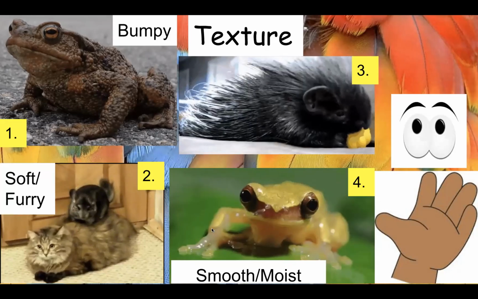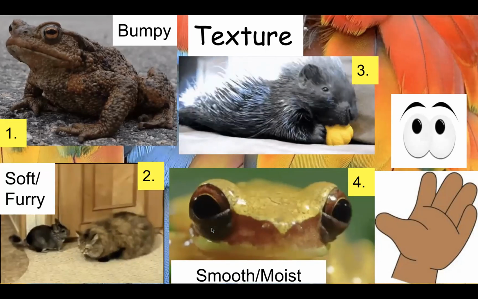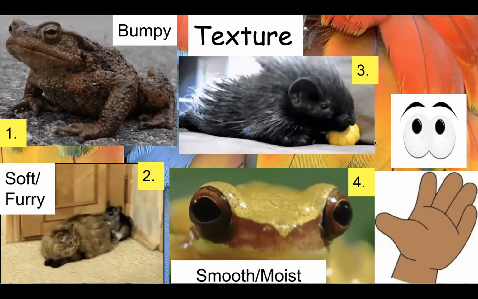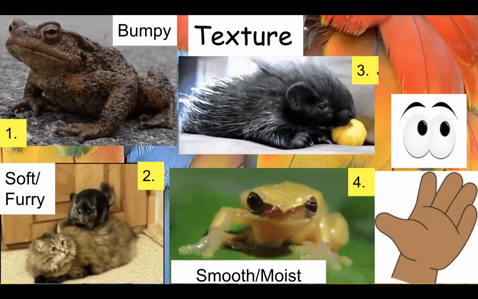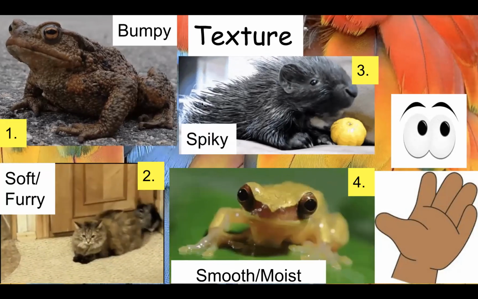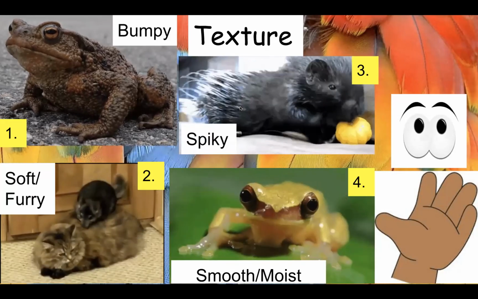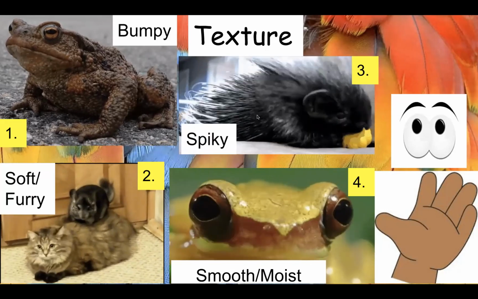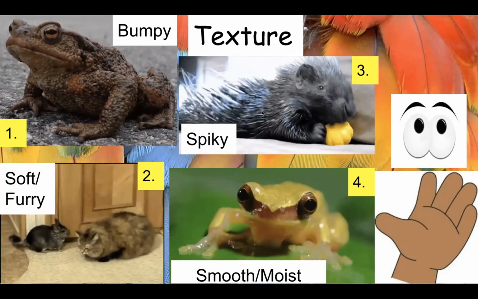And our last one, which animal is spiky? This is an easy one because it's the last one left. Animal number 3, that's a porcupine. And I know it looks kind of spiky because it has these modified hairs that are sharp and pointy at the end, and it's rather rough to touch.